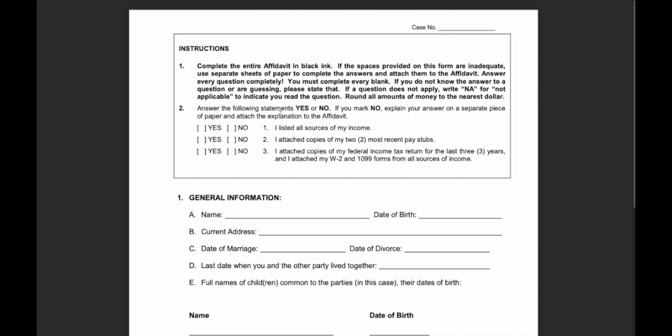Answer the following question statements, yes or no. If you mark no, explain your answer on a separate piece of paper and attach the explanation to the affidavit. Oftentimes, I suggest clients provide a Word document and send it over to us for review for that section. As I'm going to be filling out, I always recommend clients come to this box last, as we're going to be going through some more questions throughout the form.